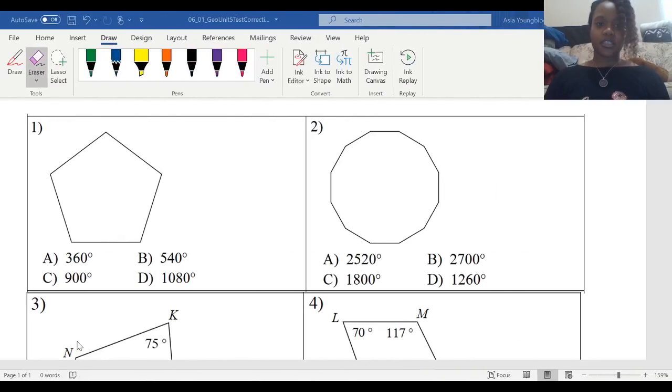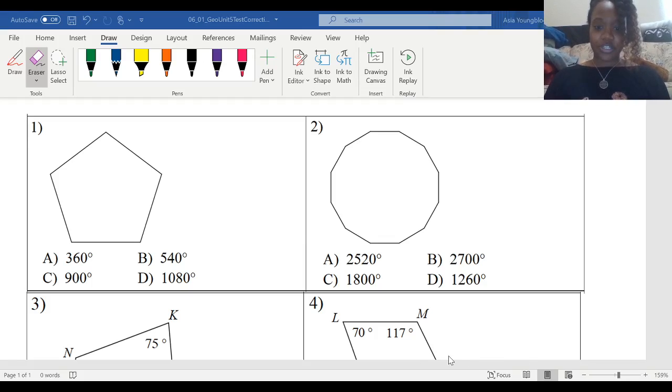Let's get into this now. Our Unit 5 test focused on polygons and similarities. This first page is just focusing on polygons. These first two problems use the interior angle sum theorem to figure out what the angles inside of these polygons have to add up to.